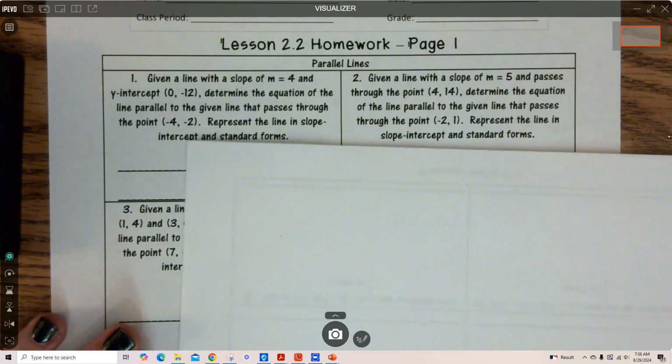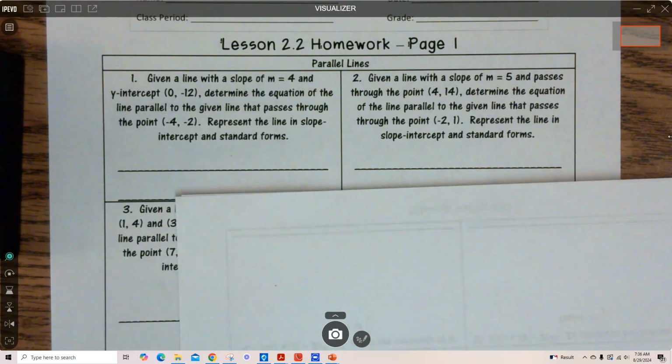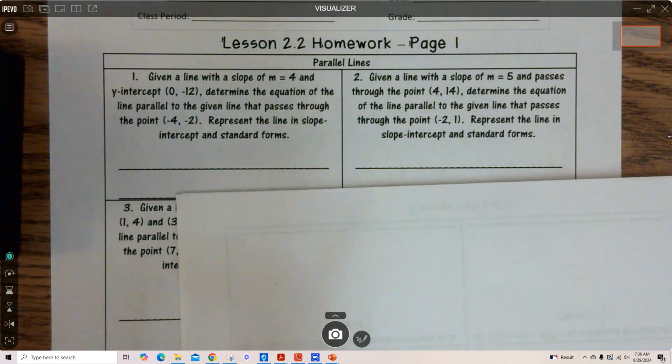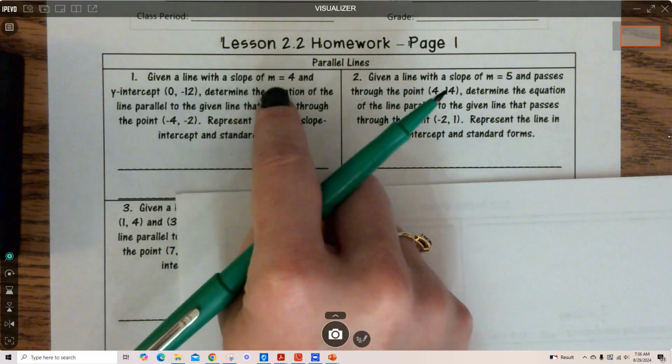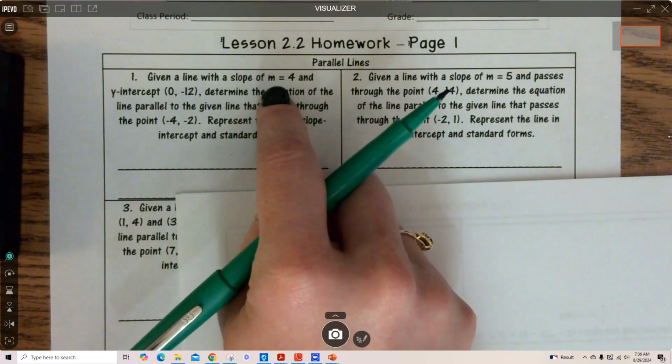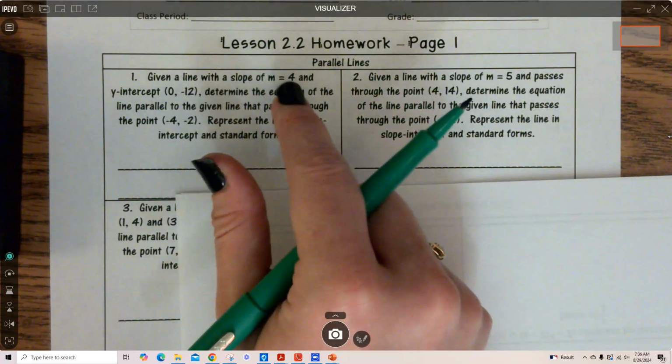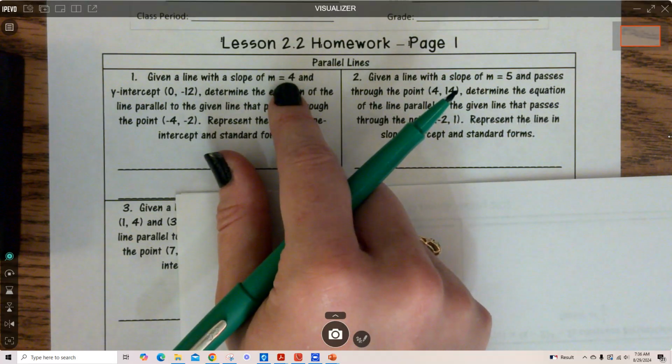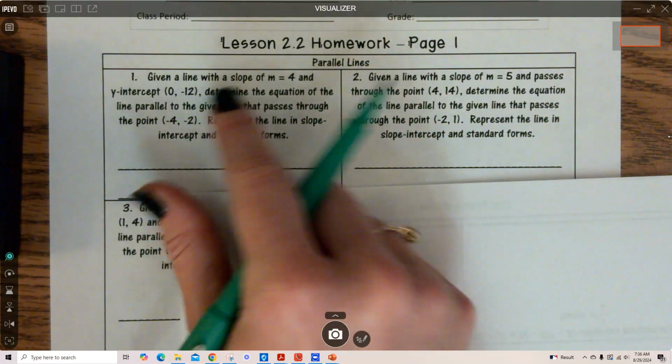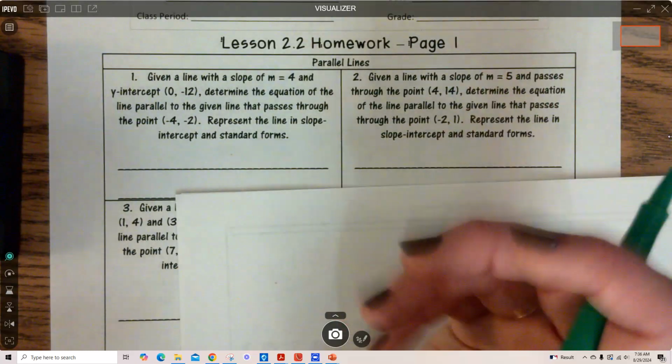So number one, on this assignment we're doing parallel and perpendicular lines. We're going to do parallel lines first. So parallel lines have the same slope. So if our original line has a slope of m equals 4, then our parallel line is going to have a slope of m equals 4. Okay? The first thing that we have to do with any of these is write the equation for the original line.